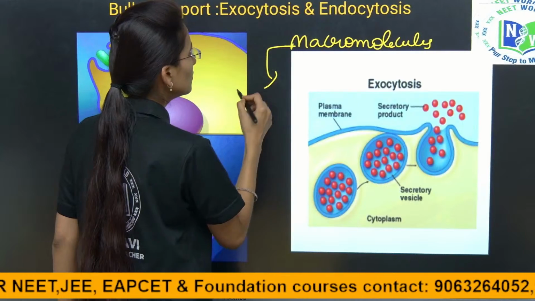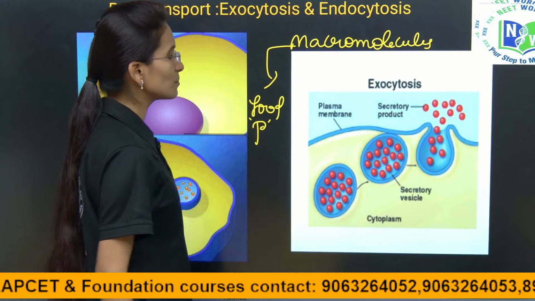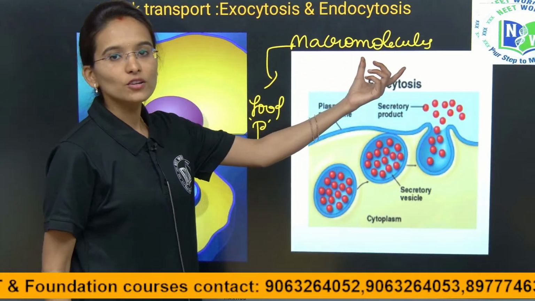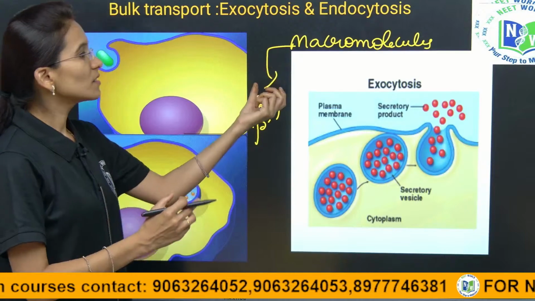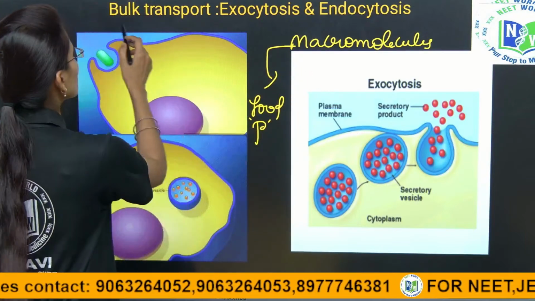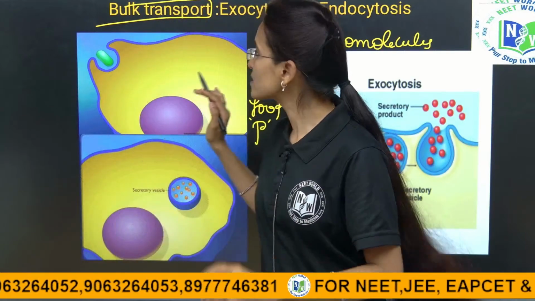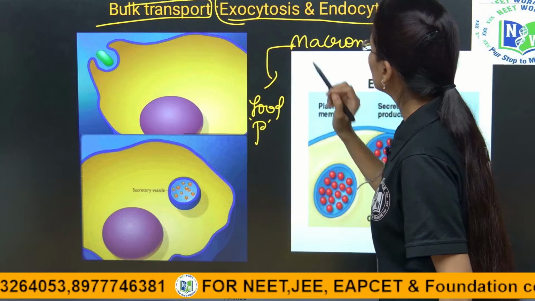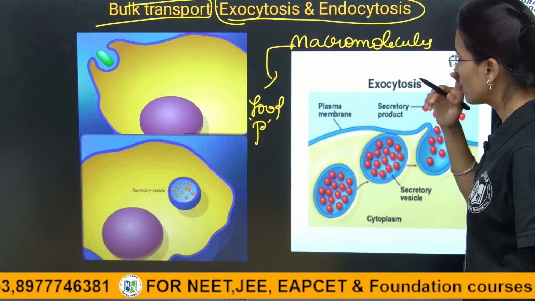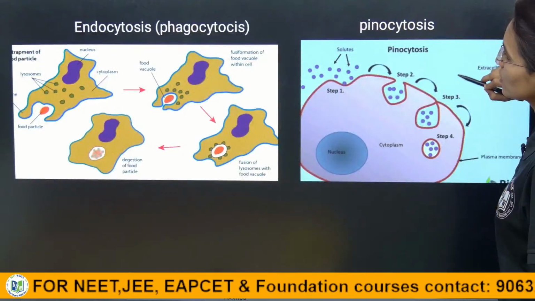Macromolecules and some large food particles. I am writing it as food particles and macromolecules. These two we are going to transport. So this process of transportation is called the bulk transport. It is of 2 types, exocytosis and endocytosis. Yes, so first you try to understand what is endocytosis.